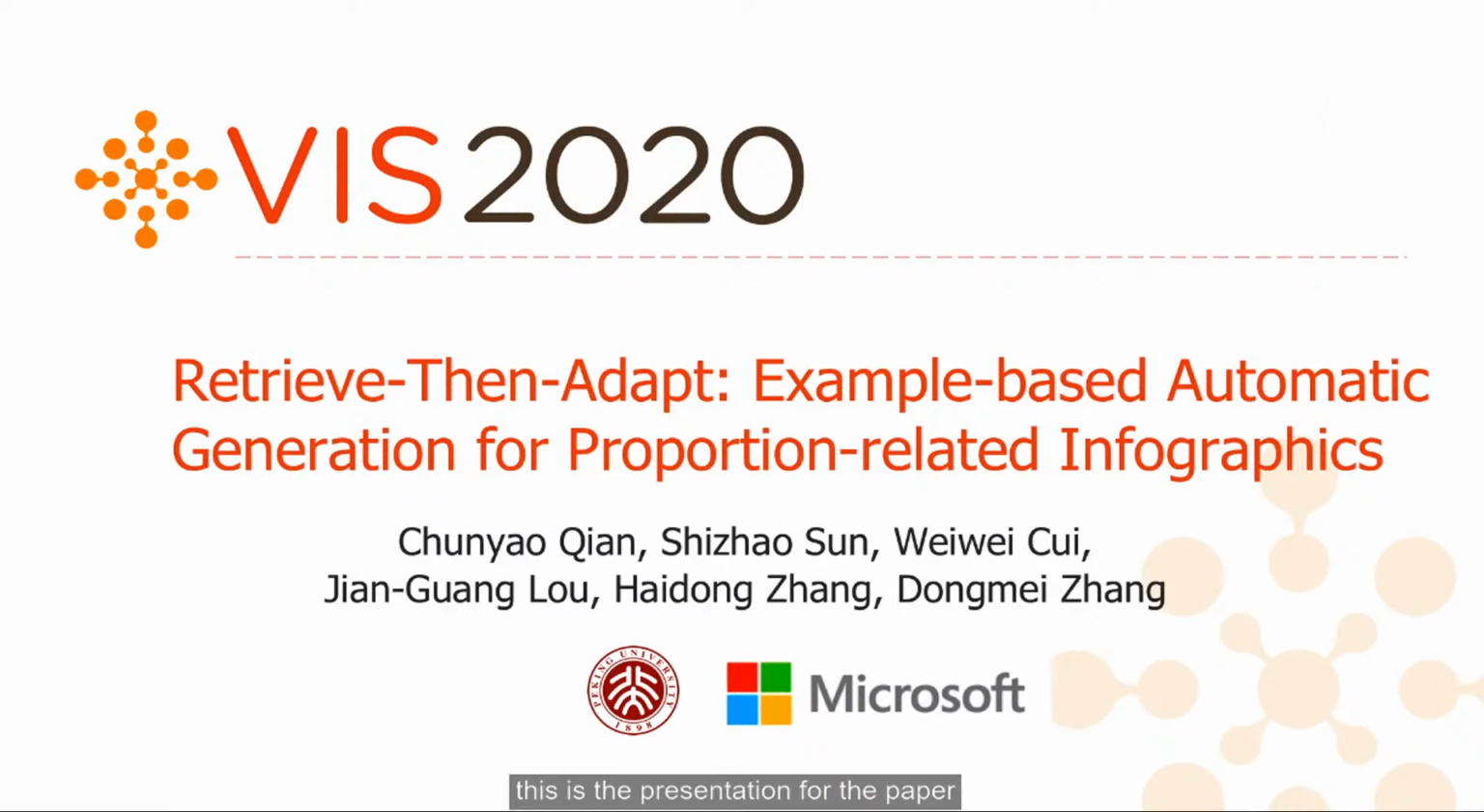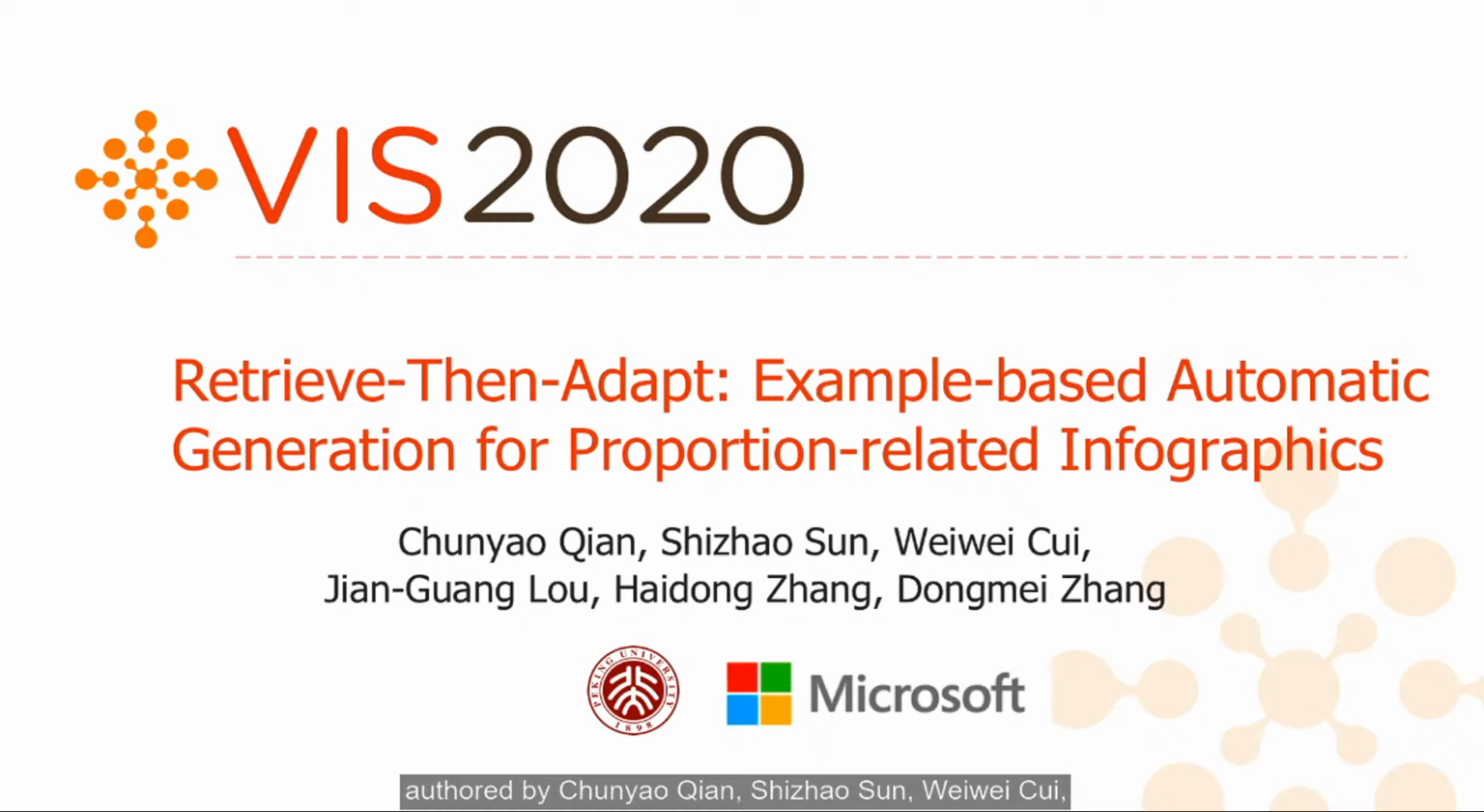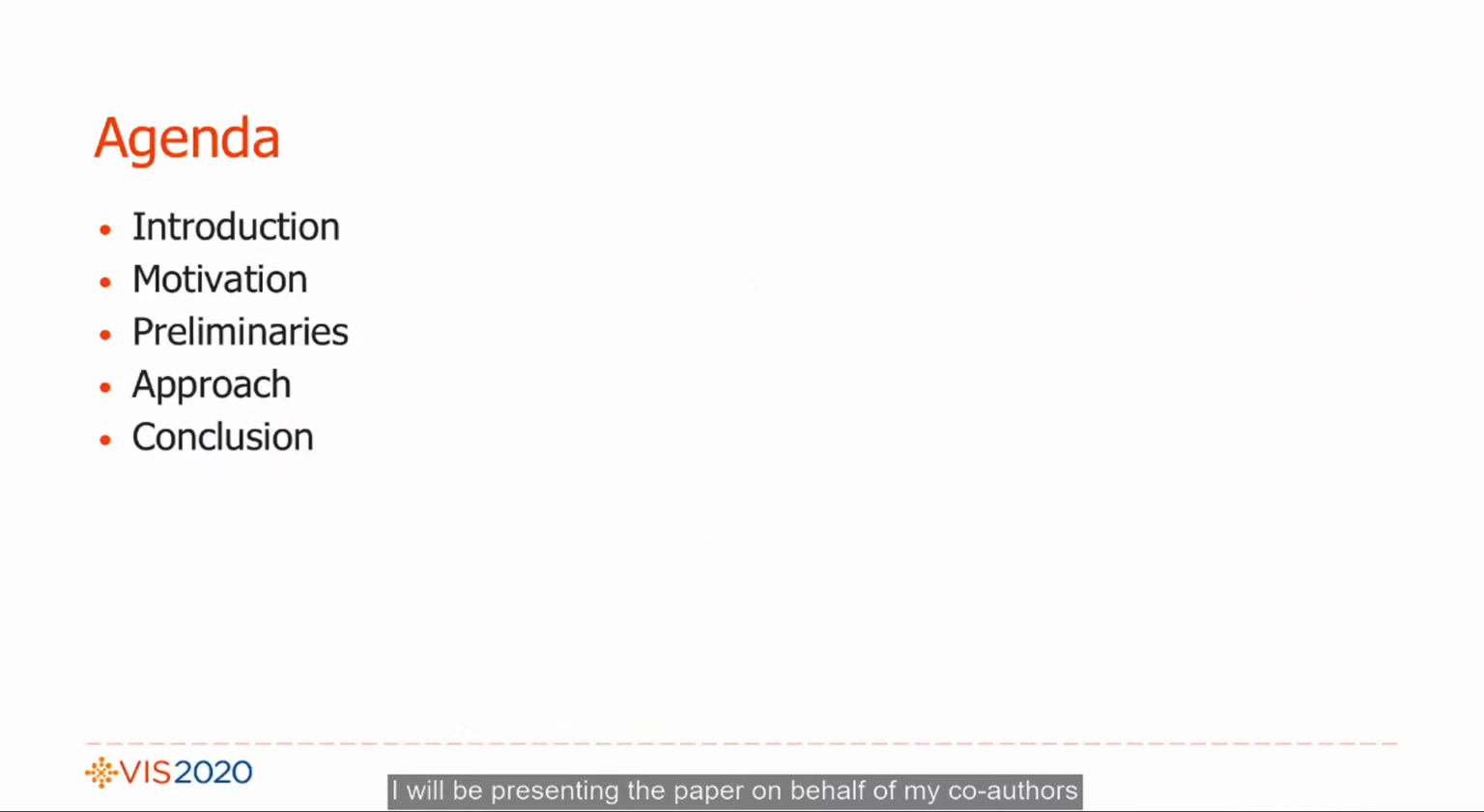This is the presentation for the paper, Retrieve then Adapt, example-based automatic generation for proportion-related infographics, authored by Chunyao, Shizhao, Weiwei, Jian-Guang, Haidong Zhang, and Dongmei Zhang from Microsoft Research Asia. My name is Chunyao from Peking University, and I will be presenting the paper on behalf of my co-authors. Here is the agenda for my presentation.